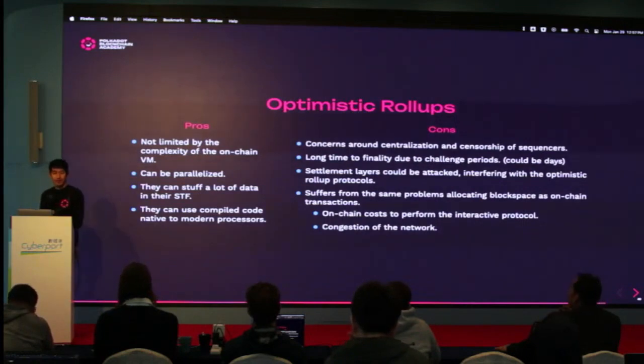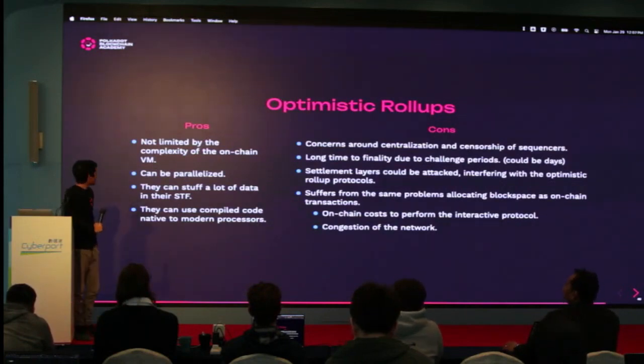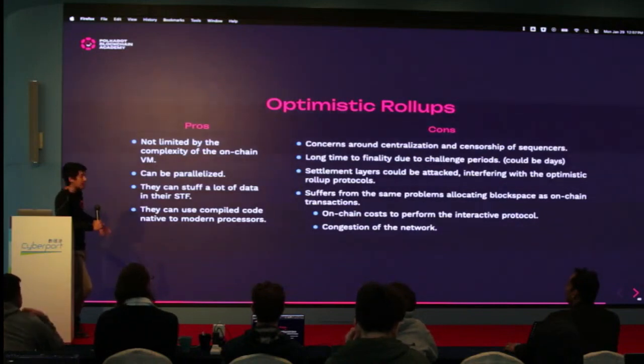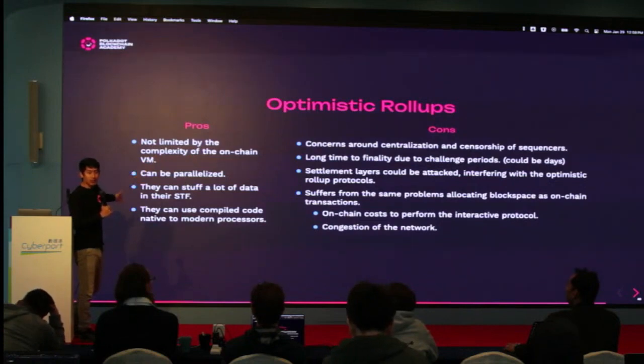Let's keep going, okay? Optimistic rollups. There are two kinds of rollups, optimistic and ZK. Let's go optimistic first. So what are the pros of optimistic rollups as I understand? They're not limited by the complexity of the on-chain VM. All of this stuff is happening off-chain and being reported optimistically. They can be parallelized, right? You can have many optimistic rollups running at the same time, propagating stuff. They can stuff a lot of data in their STF.